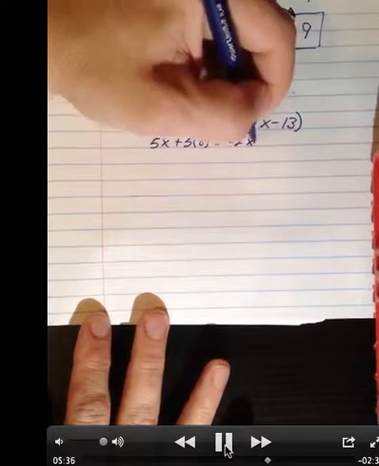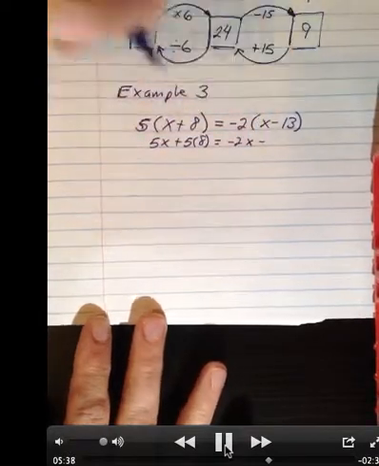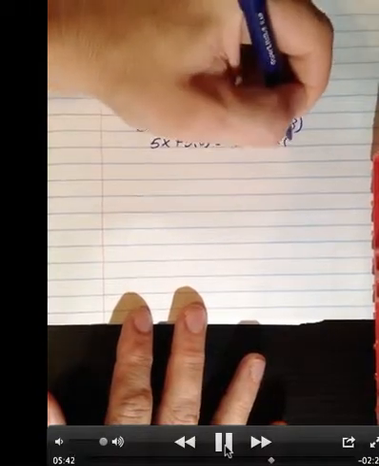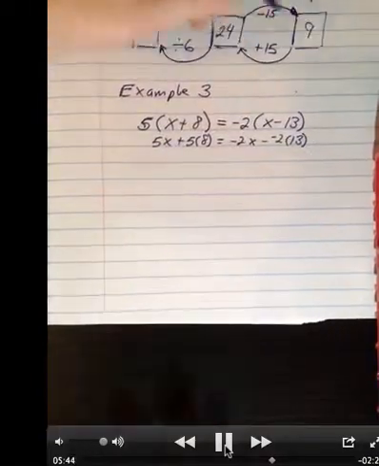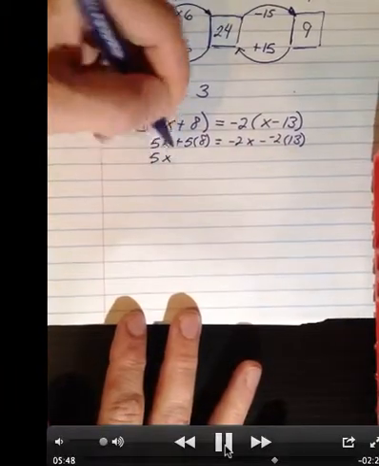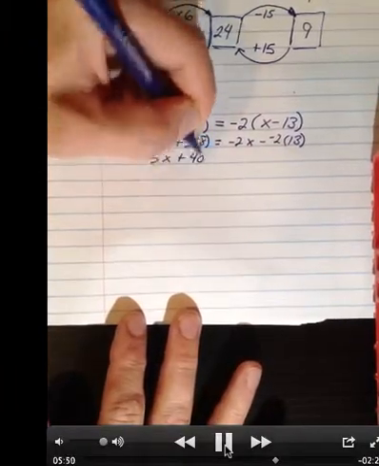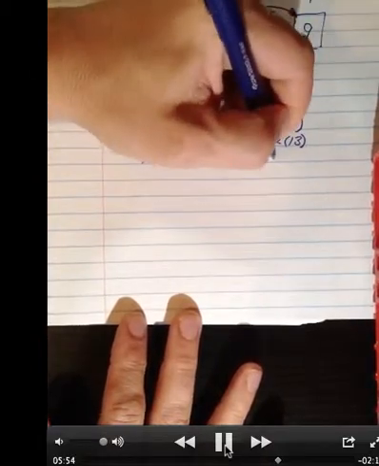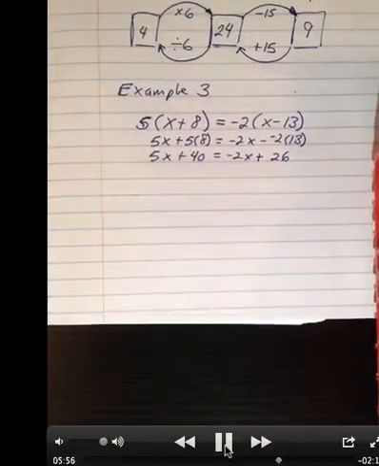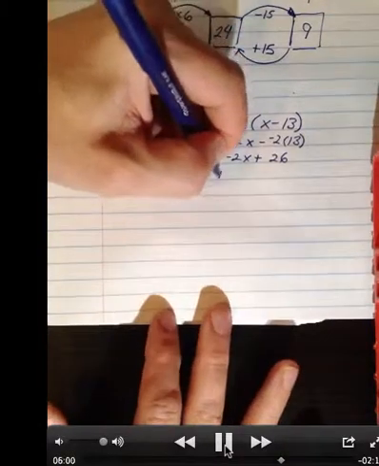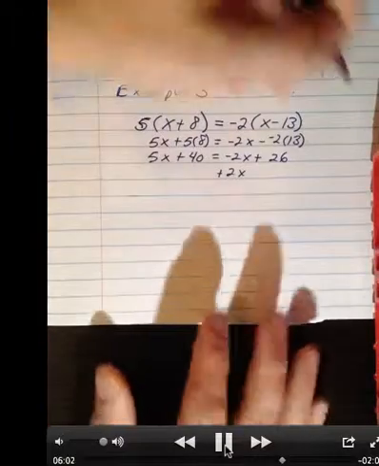So I distribute the 5 on one side, I distribute the negative 2 on the other side. Five times 8 is 40. Negative 2 times 13 is negative 26. Subtracting negative 26 is the same as adding 26. And now I'm going to make a zero pair.